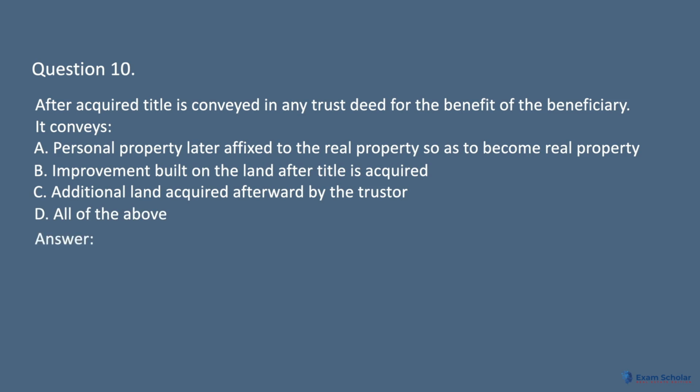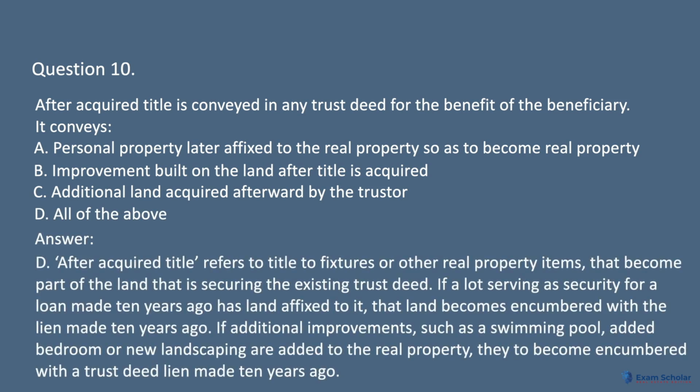Answer: D. After acquired title refers to title to fixtures or other real property items that become part of the land that is securing the existing trust deed. If a lot serving as security for a loan made 10 years ago has land affixed to it, that land becomes encumbered with the lien made 10 years ago. If additional improvements, such as a swimming pool, added bedroom or new landscaping are added to the real property, they become encumbered with a trust deed lien made 10 years ago.